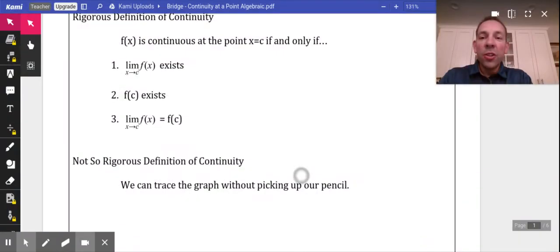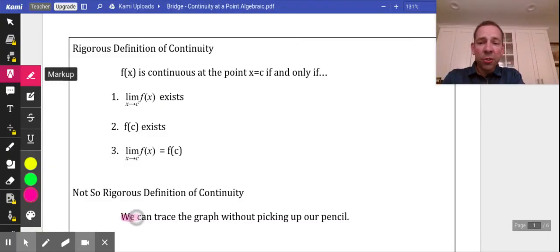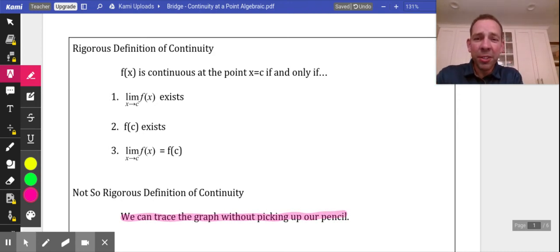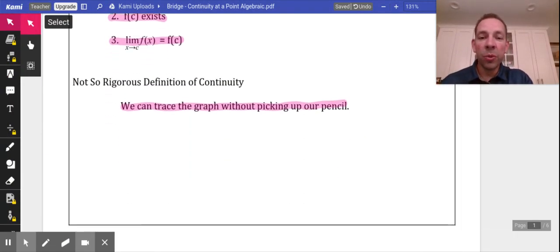But we're sticking with the same definitions here of continuity. Our not so rigorous definition says that as long as we can trace the graph without picking up our pencil, we're good to go. But our more rigorous definition says we've got to prove that all three of these are true. It's not good enough to have 1 out of 3 or 2 out of 3, but we've got to prove that all three of them are true in order to say that the function is continuous at that point. So we're going to dive right in.